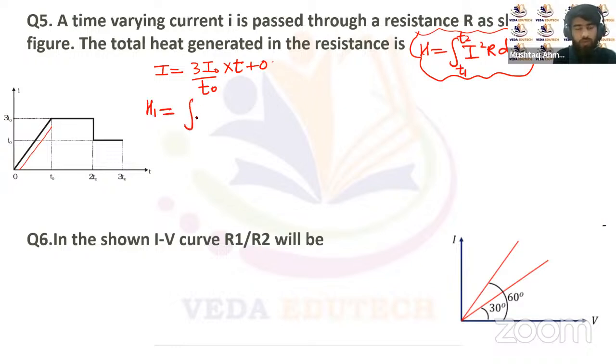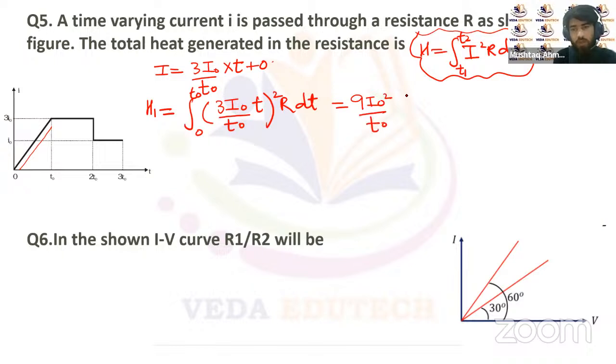It will be the integral of I square R dt. That will be 3 I naught upon T naught, multiplied by T, whole square, R into dt, with the limits 0 to T naught. So this will be equal to 3 I naught, that will be 9 I naught square upon T naught square, integral of T square R dt. We'll just take R outside the integral, dt, with the limits 0 to T naught.